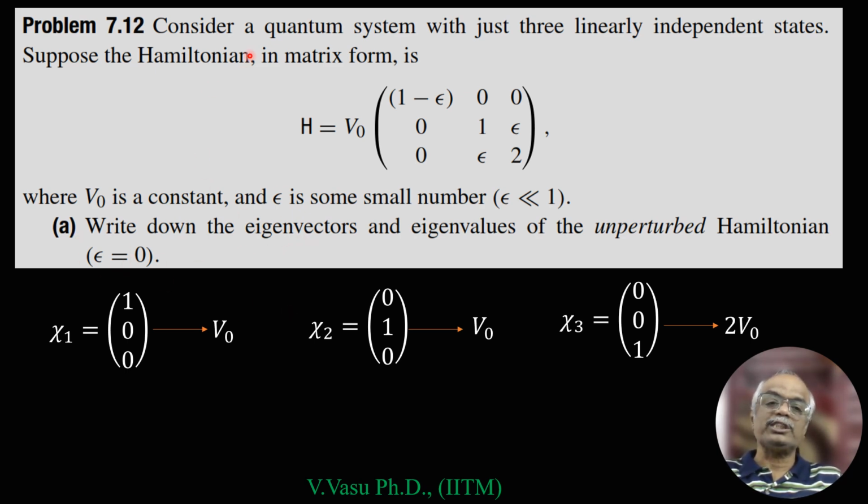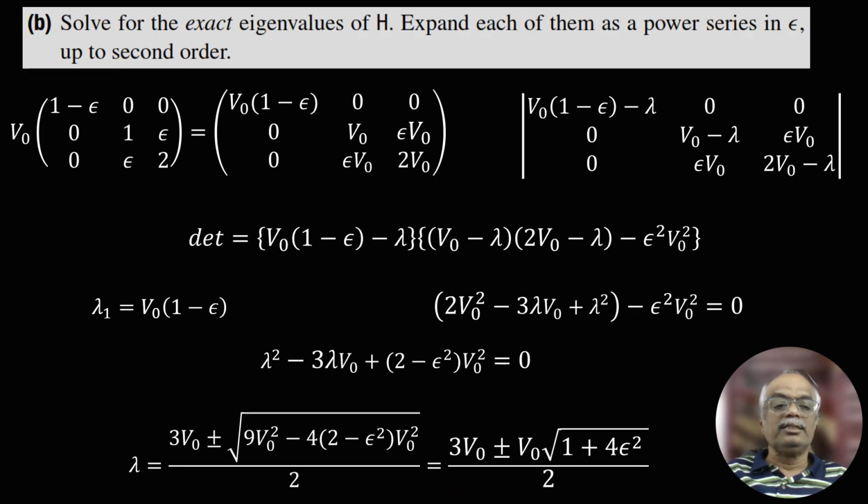Now we will move to section B. Section B is to solve for the exact eigenvalues of H, that is, the Hamiltonian matrix with perturbation, of course. Expand each of them as a series in epsilon up to second order. We have to find the value up to second order. Now the given matrix is V naught times 1 minus epsilon, 0, 0; 0, 1, epsilon; 0, epsilon, 2. Now you multiply this by V naught: V naught 1 minus epsilon, here V naught, here epsilon V naught, and 2 times V naught.